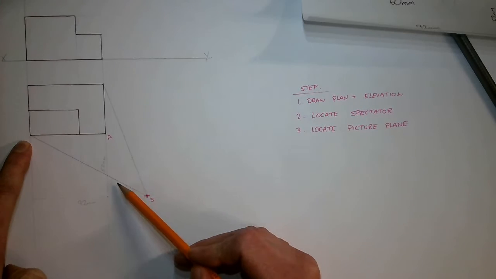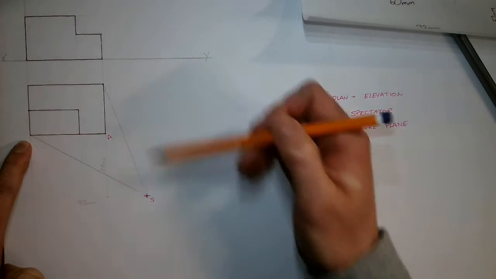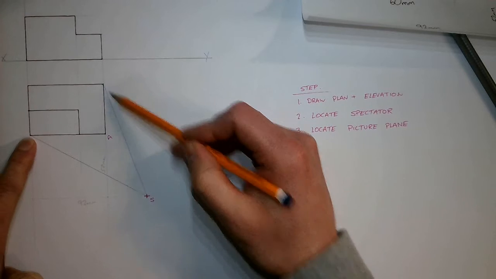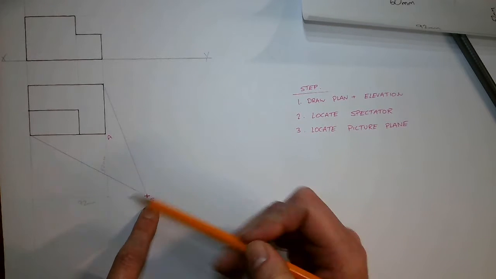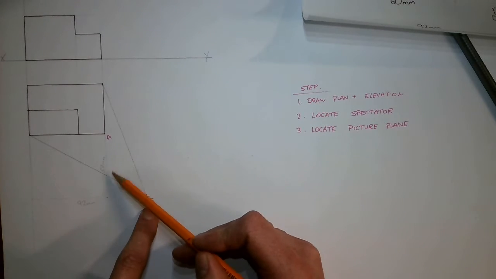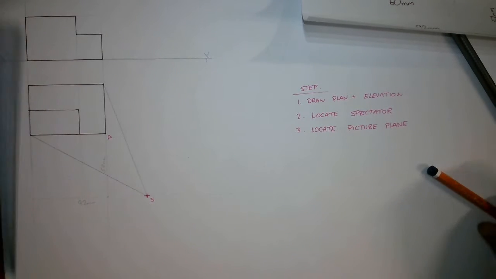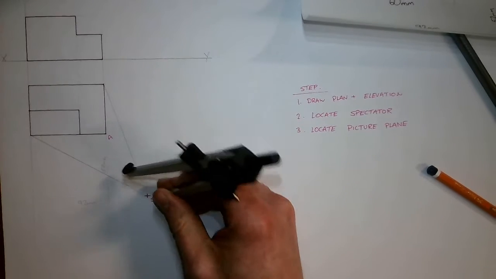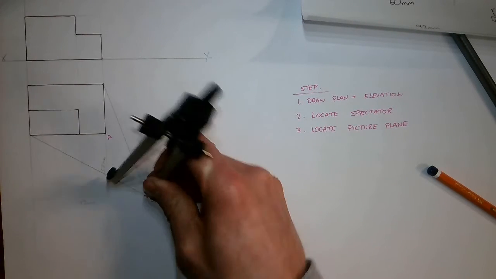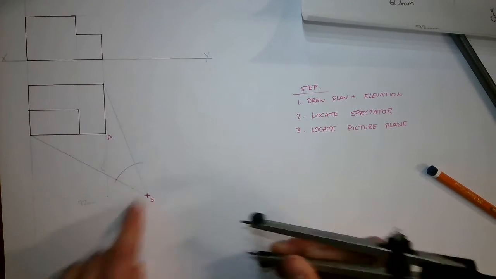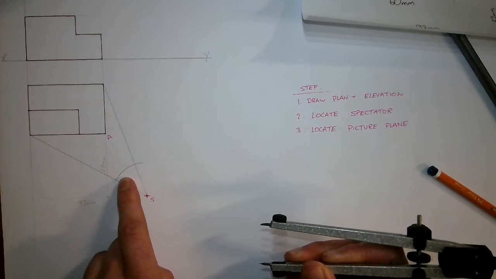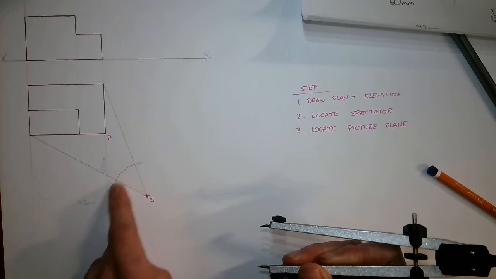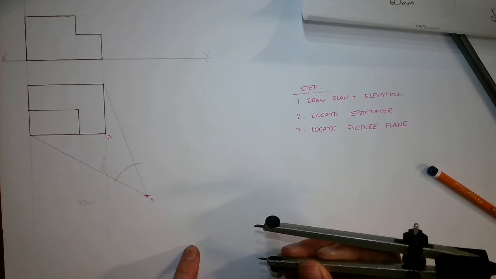What we need to do, you'll always do this to get the picture plane. You'll join the 2 outside points, the furthest outside points to the spectator. The second step is to bisect this angle. So we'll bisect the angle now. Get a compass, set it to any length, put the point at the spectator, and just draw a semicircle or an arc. You can do an arc that crosses both these points if you want, or you can do what I done, just do a full arc.